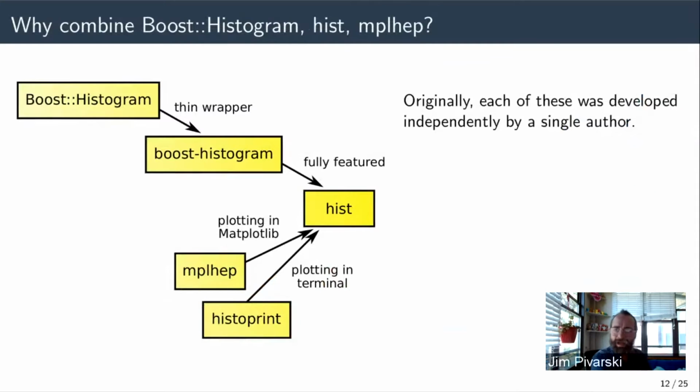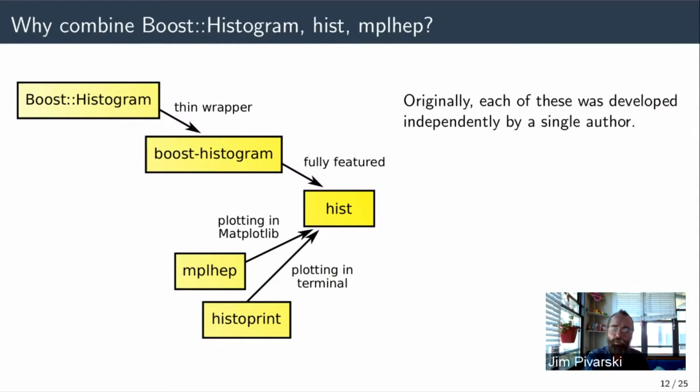So what this is, these are separate packages. Each one of these boxes is a different pip installable Python library. Sorry, the first one's C++, Boost.Histogram C++. That's wrapped with boost-histogram, and that's a thin wrapper. And then there's a fully featured, very analysis-ready HIST package where you can just say pip install HIST and you get histograms. Then there were other projects that were developing plotting of histograms in Matplotlib, but without having a histogram object, histoprint, MPLHEP. And then all of these, they are all accessible from HIST.